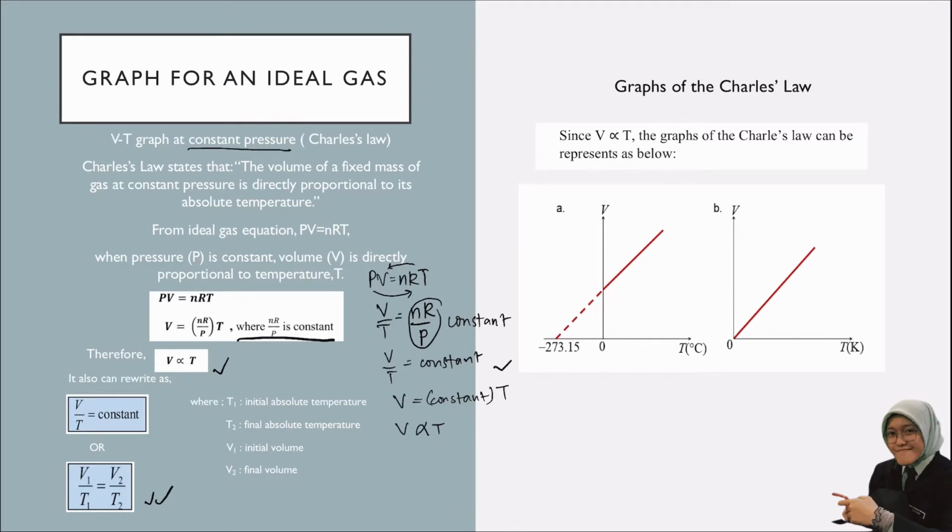So let's look at the graph of Charles' law. Since V is directly proportional to T, the graph of Charles' law can be represented as below. So from this graph, we know that if V is increased, T will also increase at constant pressure. So when P is constant, V will increase and T also increases. So the graph will be like this.